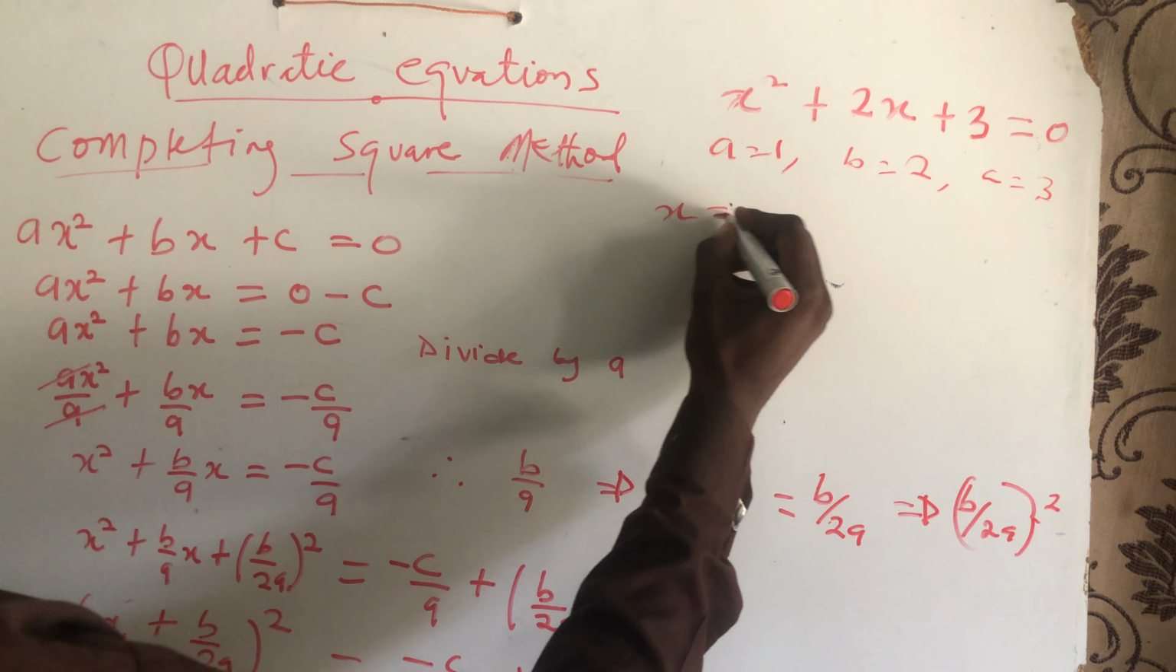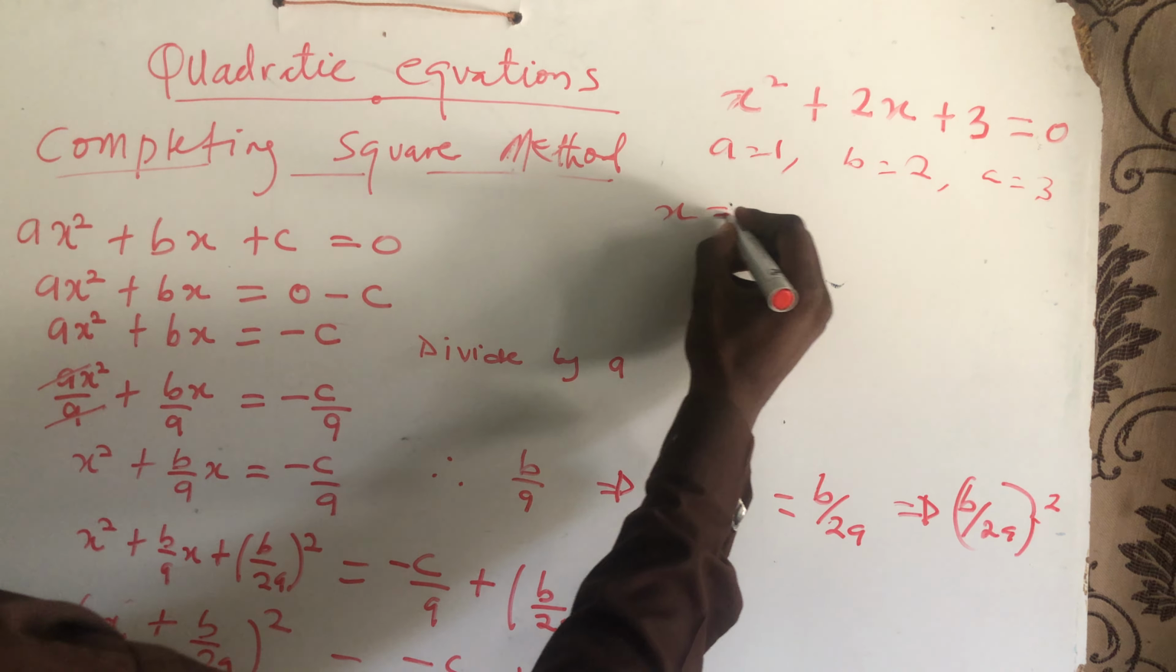be minus 2 plus or minus the square root of, inside, 4 times 1, 4 times 3, 12. 4 minus 12 is going to be negative 8. Negative 8 all over 2 times 1, 2. And then we have a square root of a negative number. So the answer is going to be a complex answer.